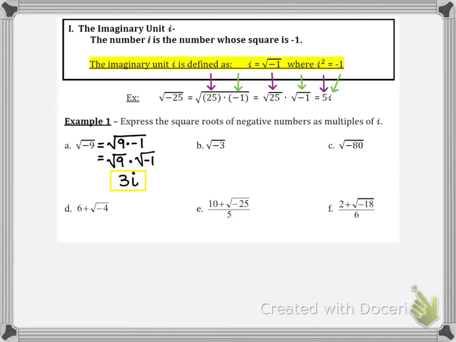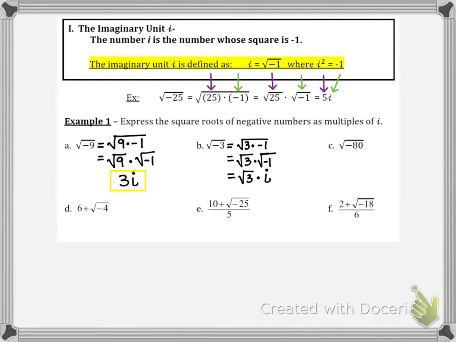Let's look at part B, the square root of -3. Again, this is not a real number. So I'm going to rewrite -3 as 3 times -1 underneath my radical sign, and then I split it up as the product of two radicals: square root of 3 times square root of -1. Now, the square root of 3 cannot be simplified any further; it's just the square root of 3. But the square root of -1 can be written as i.